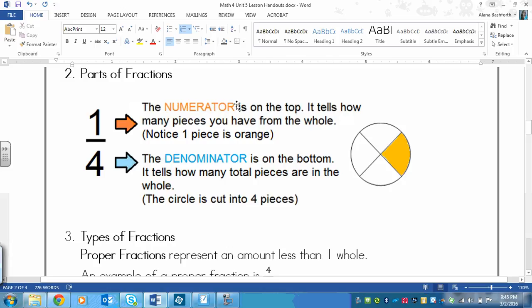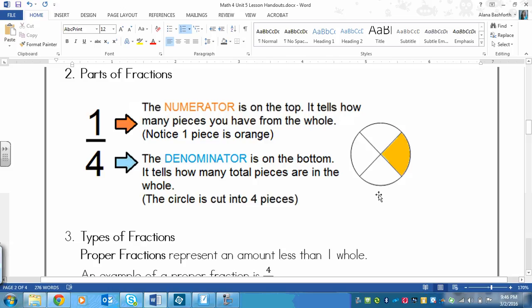So, what a numerator is, it's always on the top, and it tells how many pieces you have from the whole. So, in our picture here, one piece is orange, so that's why our numerator in this example is a one. Because this is colored. Now, on the bottom is called a denominator. Denominator. And it tells you how many total pieces are in the whole.